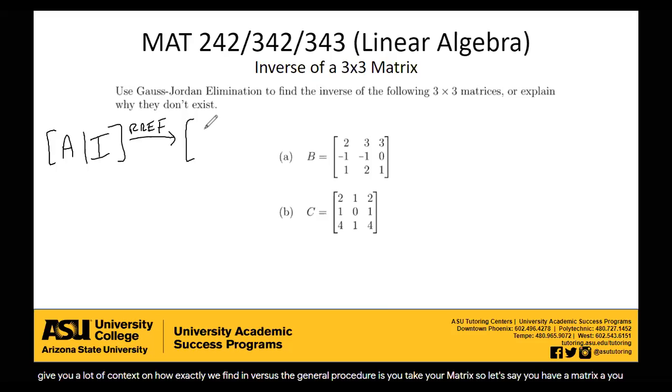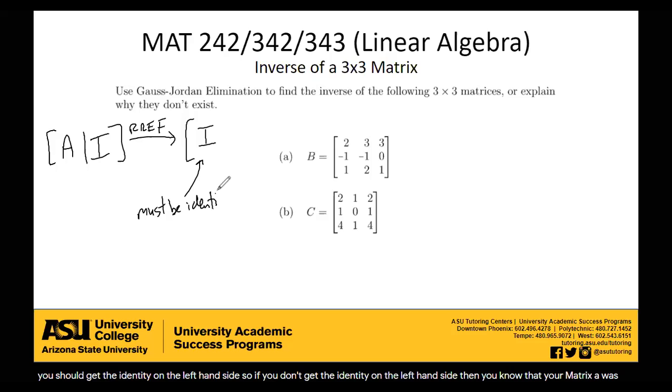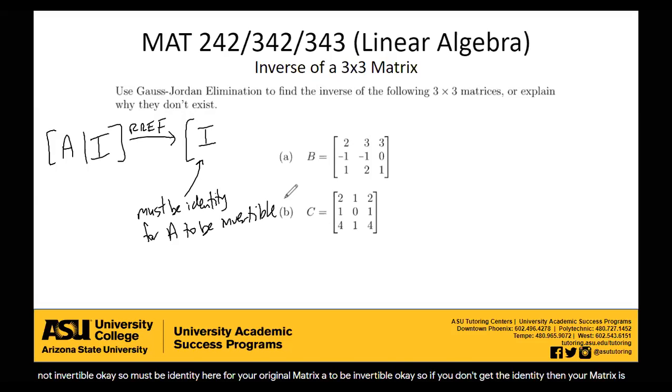Now, what you should end up with is the identity on the left-hand side. So if you don't get the identity on the left-hand side, then you know that your matrix A was not invertible, okay? So there must be the identity here for your original matrix A to be invertible. If you don't get the identity, then your matrix is not invertible, which means there does not exist an inverse for your matrix. But if you do get the identity, then your matrix is invertible. So there does exist an inverse matrix.